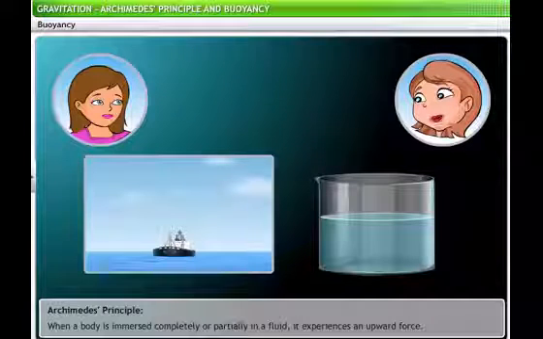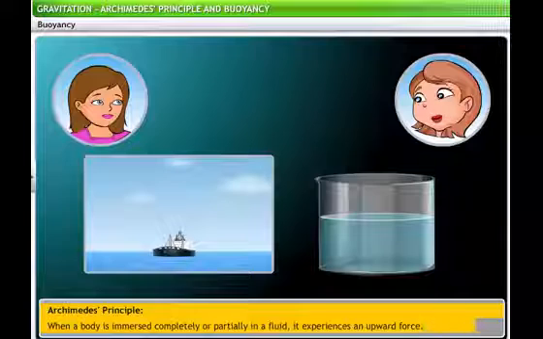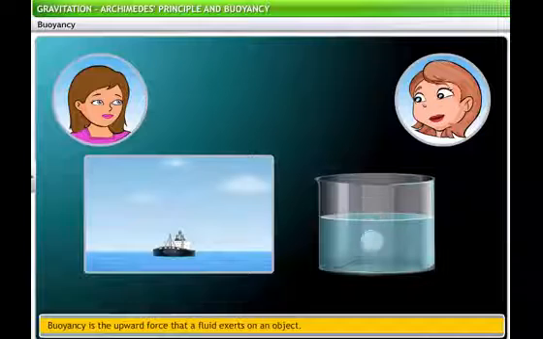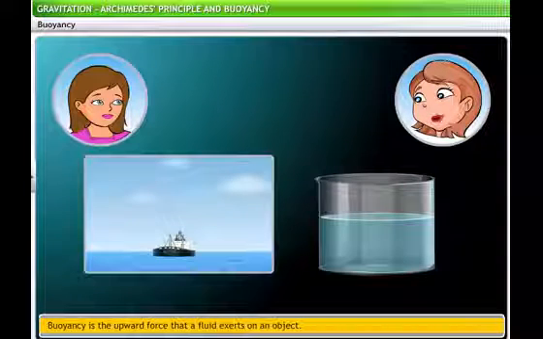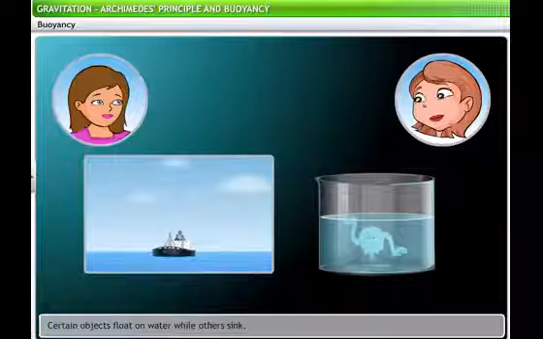Now let's look at another aspect of Archimedes' Principle, which explains the concept of floating and sinking, also known as buoyancy. As Archimedes' Principle mentions, when a body is immersed completely or partially in a fluid, it experiences an upward force. The upward force exerted by a fluid on any object is called upthrust, the buoyant force, or simply buoyancy. The concept of buoyancy explains why certain objects float on water while others sink.